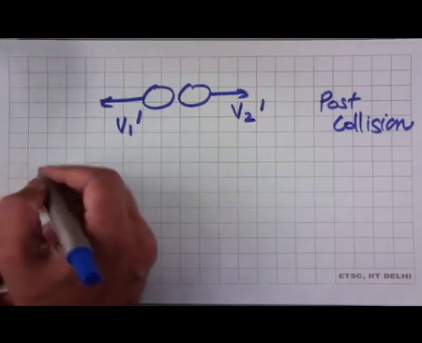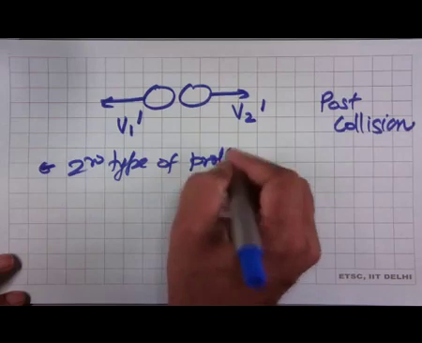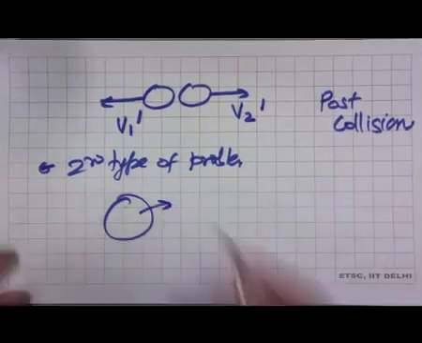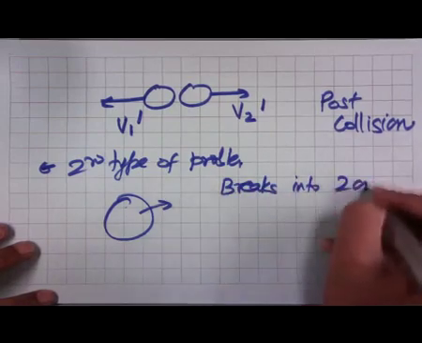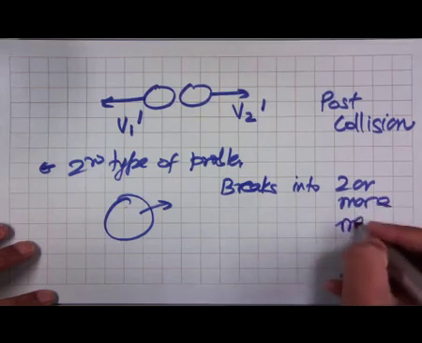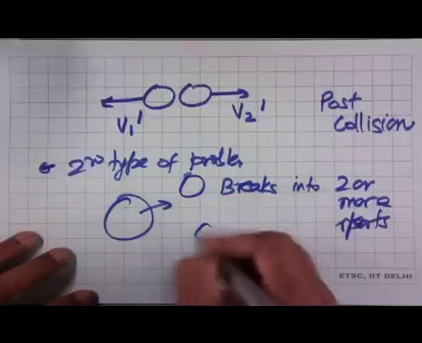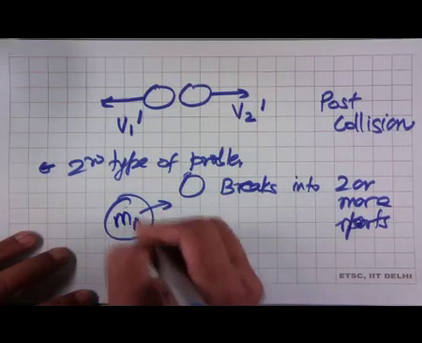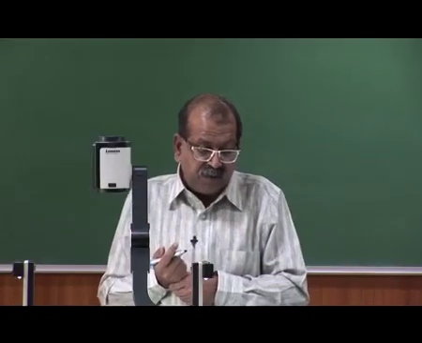The second type of problem is when we have one body which is moving and it suddenly breaks into two or more parts. It is something like a splinter which is moving and then it breaks into two parts. So, this is mass A, and this breaks into two parts B and C. Now, this breaking up will be because of internal forces, and let us see how we can apply the principle of conservation of momentum.